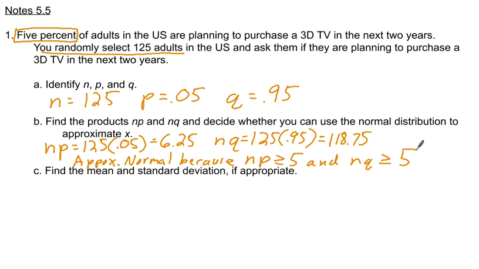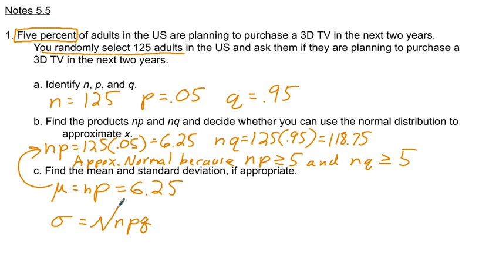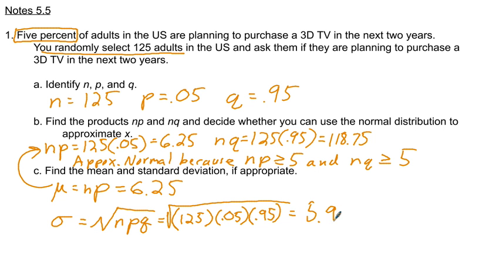Now in part C we want to find the mean and the standard deviation if it's appropriate. Well, in part B we verified that this is a normal distribution, so it is appropriate. Remember, our mean formula is just n times p, and we already did that calculation up here. We know that's 6.25. Our standard deviation is the square root of n times p times q. So that will be 125 times 0.05 times 0.95. We need the square root of all of that. So our standard deviation is 5.94.